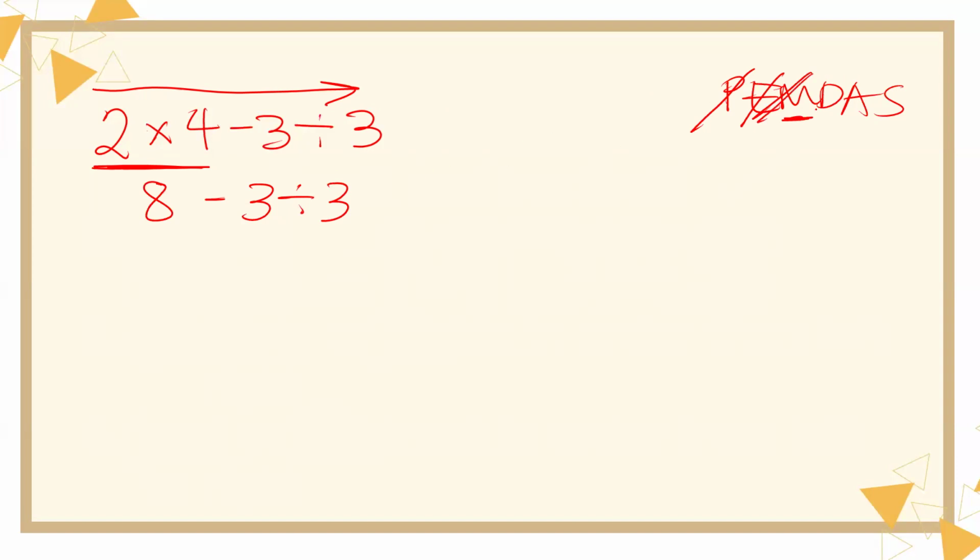Then we do division, right? That's our next process. So we divide 3 divided by 3. What's 3 divided by 3? 1. Very good. So we're done with division.